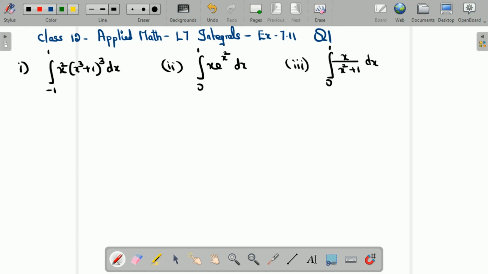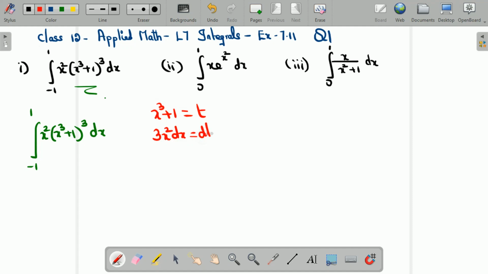In this video, let's find the solution for the first question in exercise 7.11. So let's first take the first subdivision: integral between the limits minus 1 and 1, x squared into (x cube plus 1) the whole cube dx. Here we are going to make a substitution, x cube plus 1 is equal to t. So you differentiate, you get 3x squared dx is equal to dt. We have already x squared dx, so let's find the value for that. So x squared dx is equal to dt by 3.